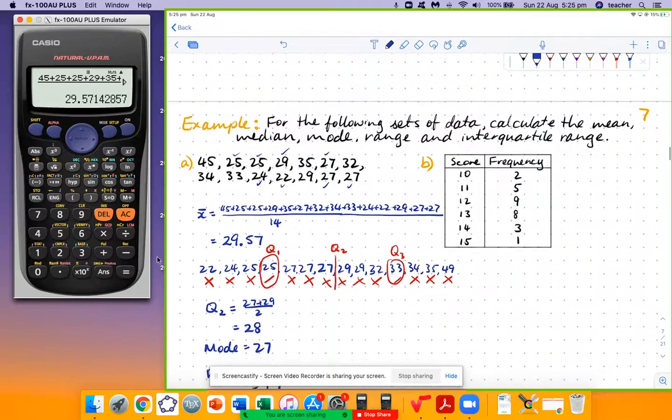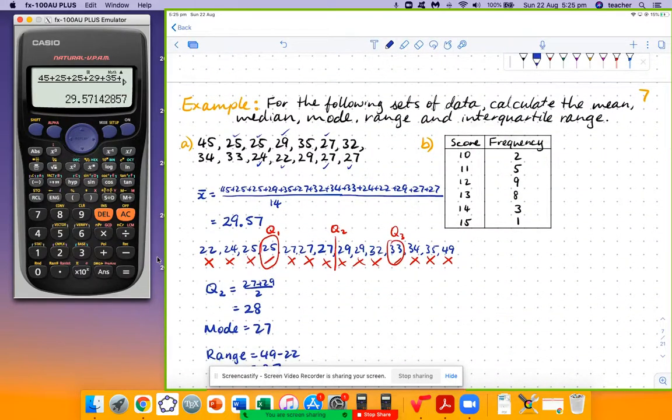What we're also going to look at is if I give you the data in a frequency table. So in order to work this out, what we've got here is 2 scores of 10, 5 scores of 11, 9 scores of 12, and so on. If I need to work out the mean, I need to add up all of those scores. So I've got 2 lots of the 10, and so on.